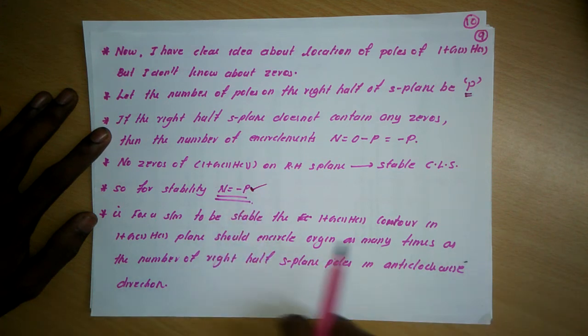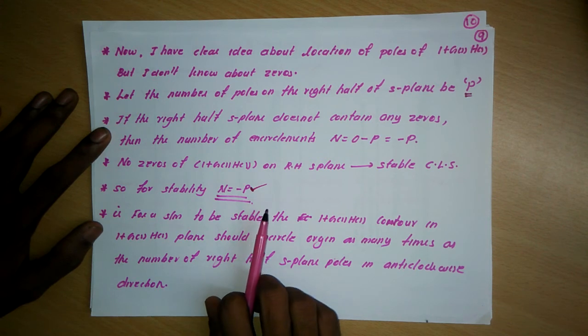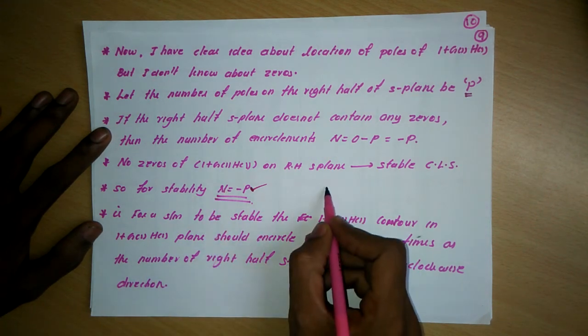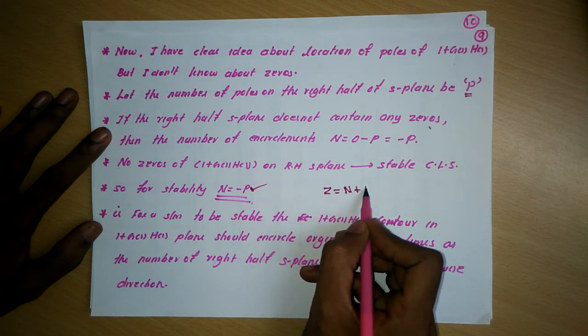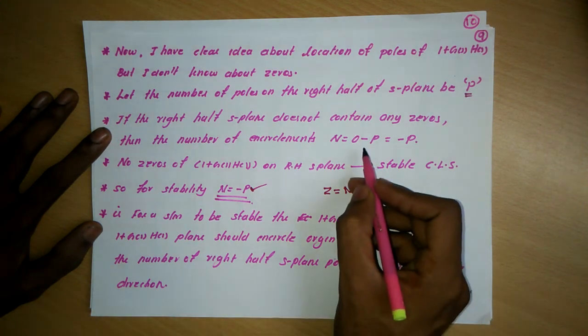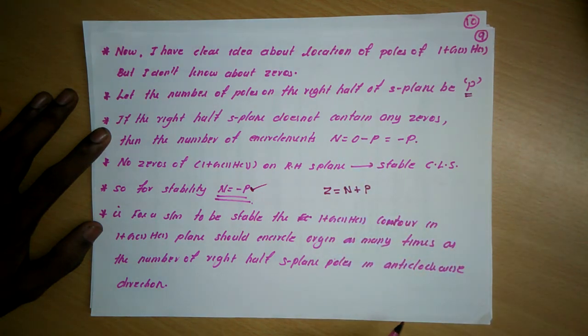If I have two poles on the right half of the S-plane, then the number of encirclements made by the F(s) contour should be minus 2, that is 2 encirclements in the anti-clockwise direction, so that Z will remain 0. Z is equal to N plus P. Sorry, Z is equal to N plus P.